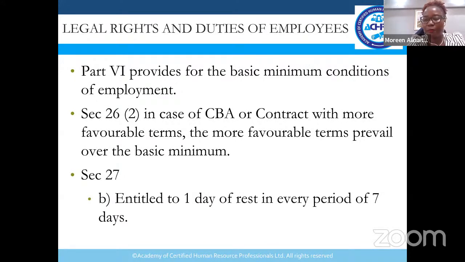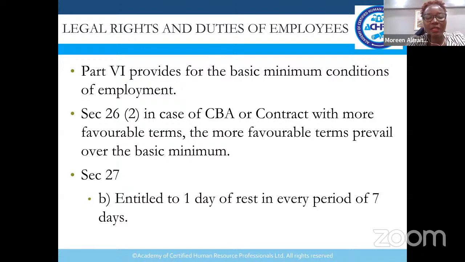No, if you give somebody a higher salary than what is provided for as the basic salary, the bare minimum, you have to now follow what you gave this employee at the time of starting the employment. Section 26(2) of the Employment Act stipulates that in case of a CBA or a contract with more favorable terms, the more favorable terms prevail over the basic minimum. That is exactly what I was saying.